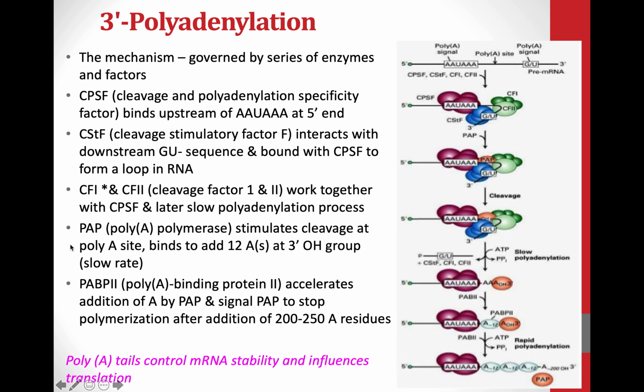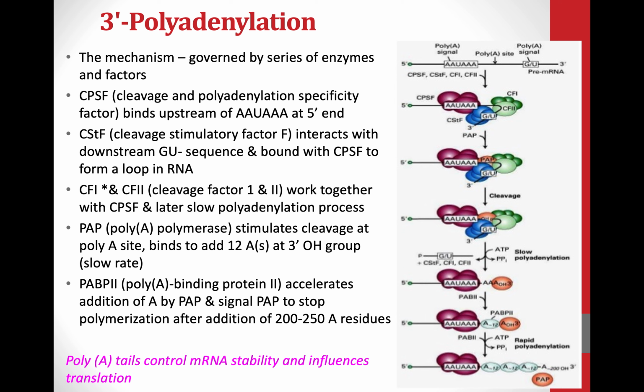Because poly A polymerase will have to stimulate cleavage of the poly A sites, which means that it has to add in the strings of A, and then later on cleavage. So the polyadenylation process has to be slowed, because if it goes very fast, then probably it will not be completed. So poly A binding protein 2 will accelerate addition of A's by the poly A polymerase, PAP, and signal PAP to stop polymerization after addition of 200 to 250. So usually it's around those kinds of ranges.